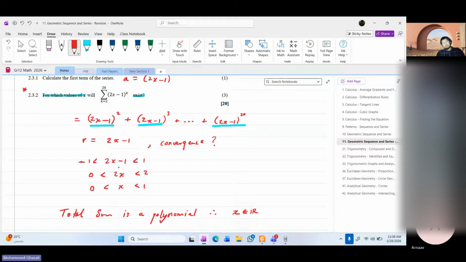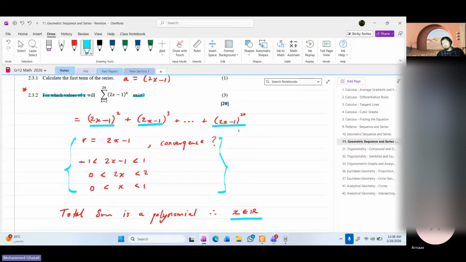So I didn't need to do all this convergence. This one here, I was just checking what happens. They didn't ask for convergence or divergence. So it's all real numbers. I can choose any real number value here to calculate the sum. Because if you sum up everything here, you'll just get a bigger polynomial. I can choose any value of x.